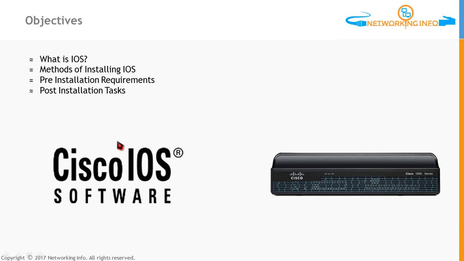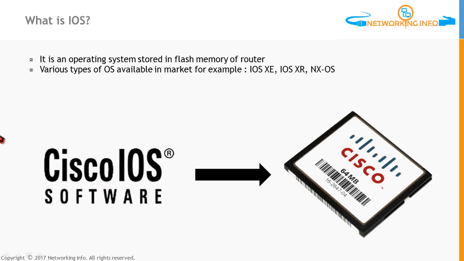So let's understand first what IOS is. Mostly the term IOS is used for the operating system which we use in a Cisco router. The full form is Internetwork Operating System. This is an operating system, or you can call it software, which controls the router hardware.